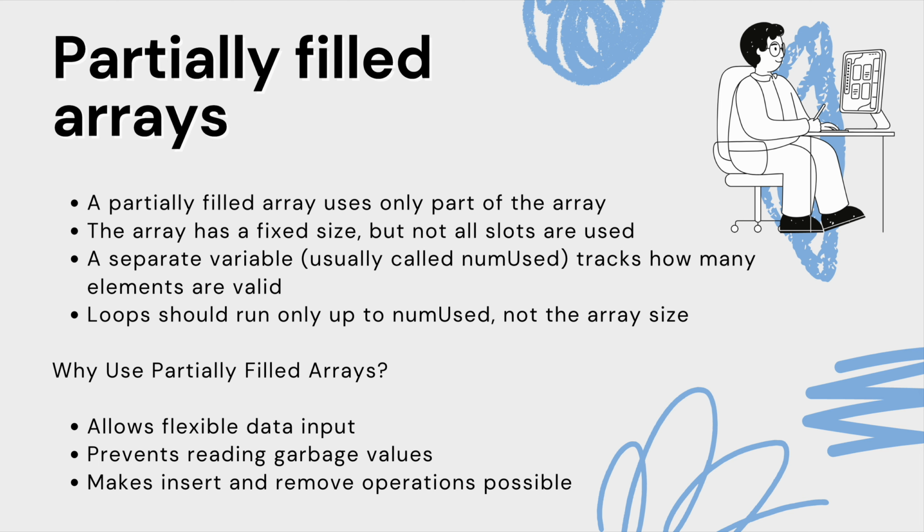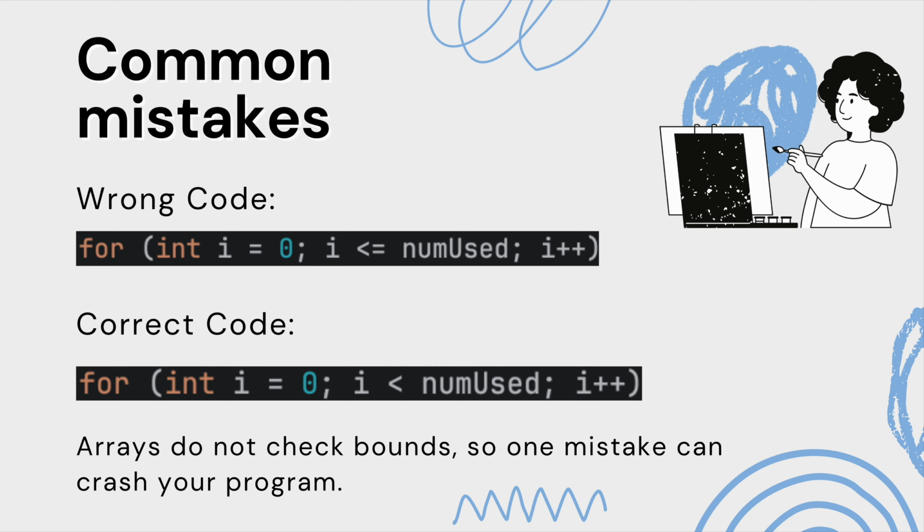Common mistakes. I think one of the biggest mistakes with arrays is out-of-bounds access. Arrays in C++ do not check bounds. That means when you type in this code, it's going to make an error because it goes one step too far. The correct version is shown here. One small mistake like this can crash your program or cause unpredictable behavior, which is why array bugs can be hard to debug.